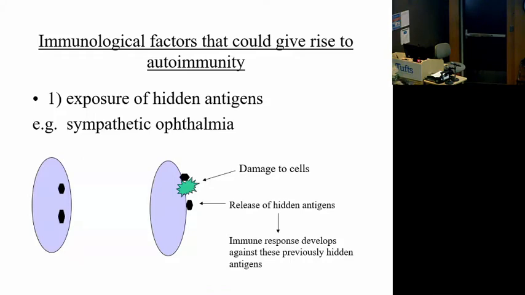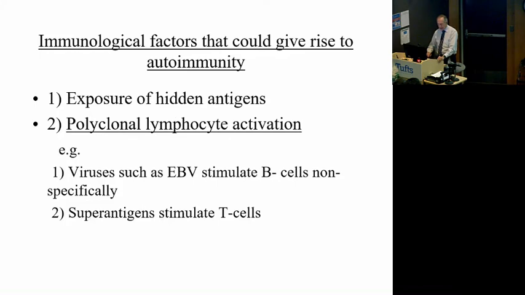But please understand that this is a situation where you are releasing new antigens, making new antibodies and cell-mediated immunity that can damage the other eye. We call it sympathetic ophthalmia, you see? Now, this may happen when you get infections. We're trying to think of the cause of autoimmune diseases. See, this could happen if you get infections. We'll come back to that in a second. So that's one immunological factor.